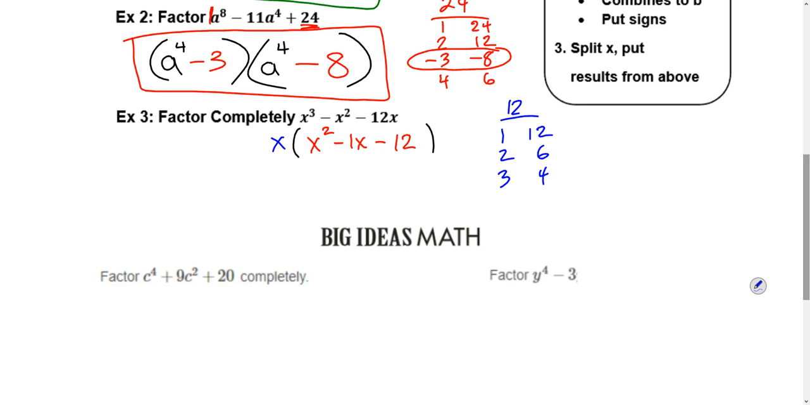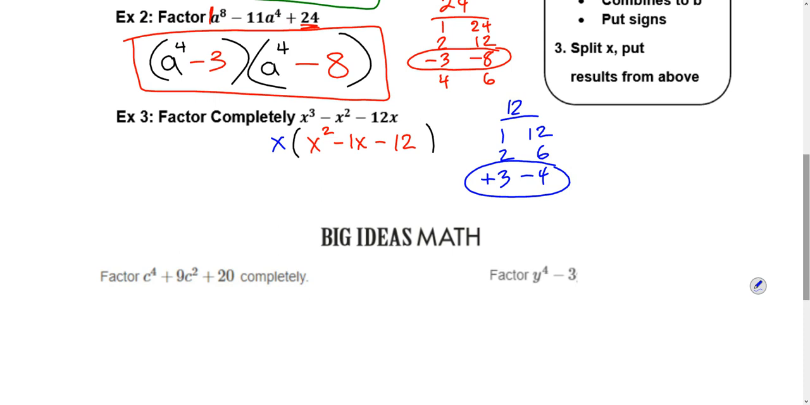Out of that list, I have to find one pair that's going to combine to -1. Or just one. I don't even care about the sign right now. Let's just find something that gives us a 1 if we add it or subtract it. Which pair of numbers would that be? It's got to be the 3 and the 4. Then we go back and just make sure we get the signs right. How would we put signs on this so that when we add them, it gives us a -1? We would put +3 and -4.